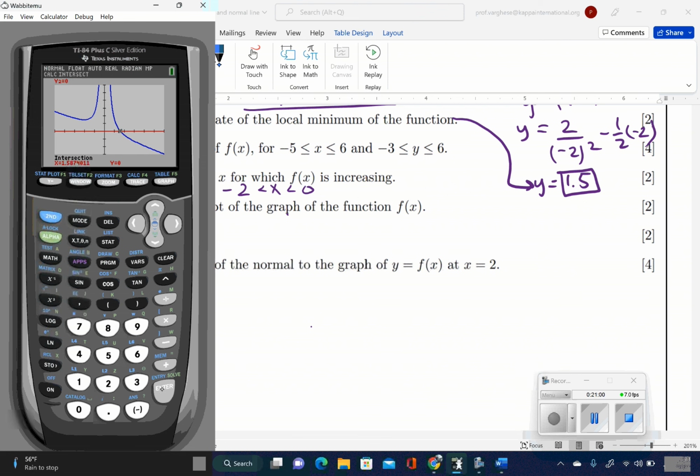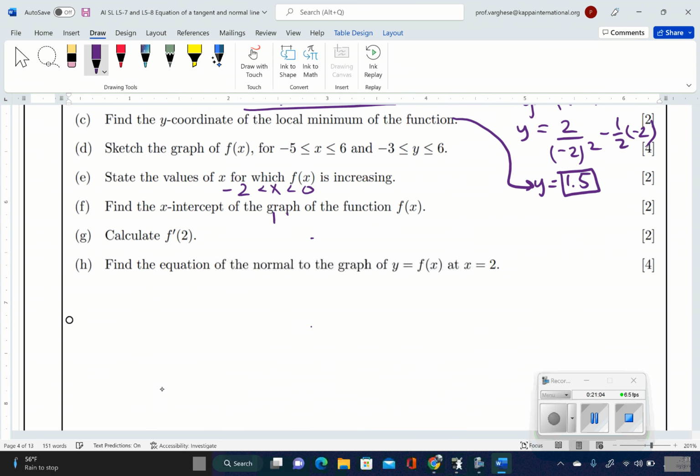So 1.59 to 3 significant figures, right? 1.59 comma 0 is our intercept.